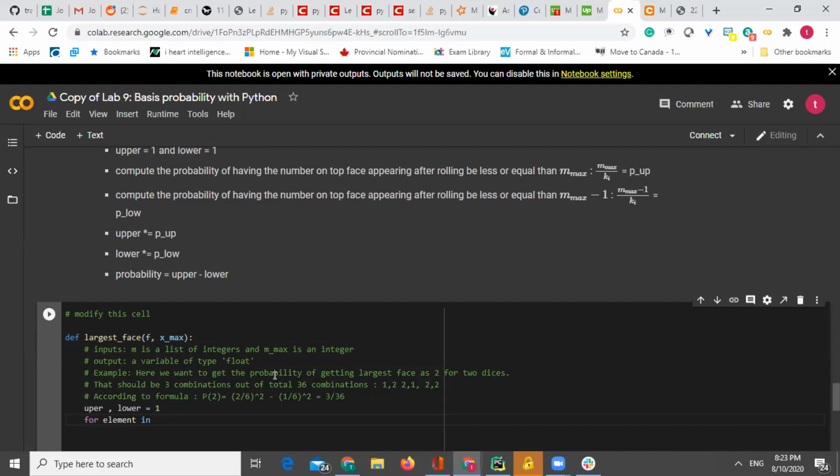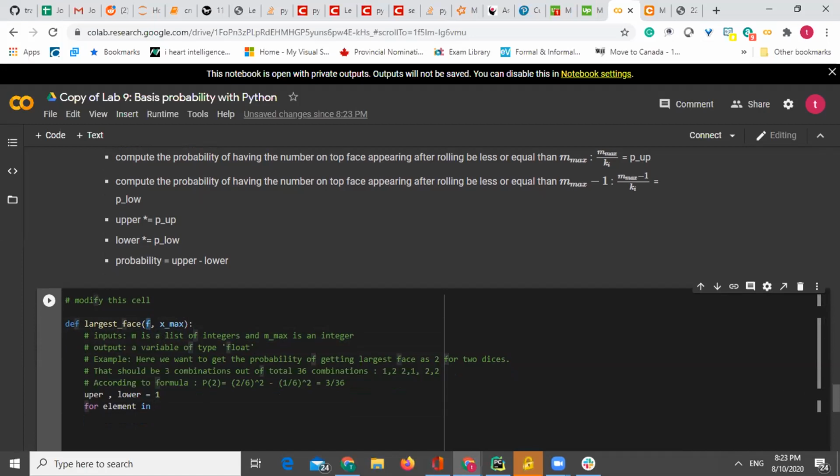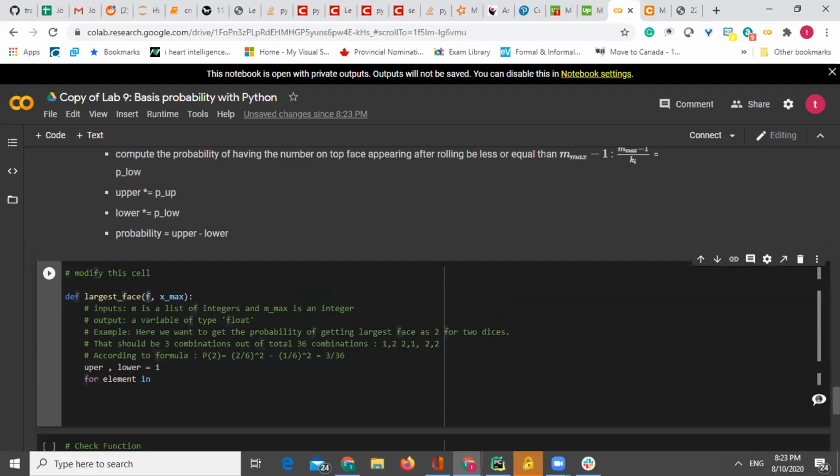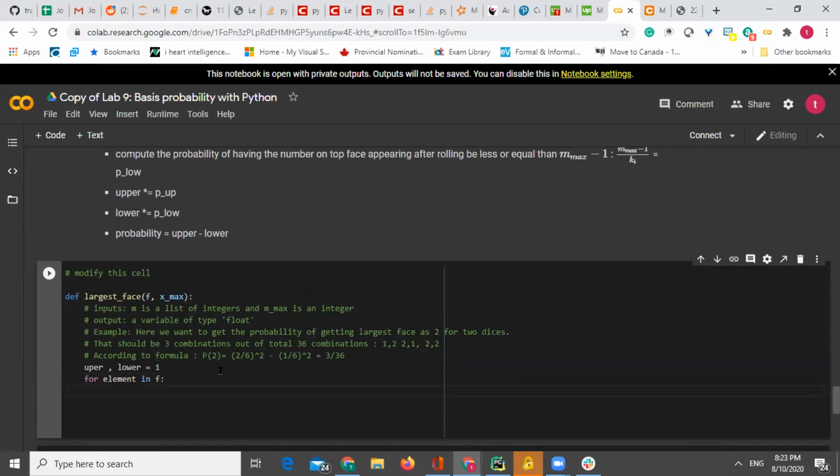Oh, I have a question. Here it only takes two values, the f and x max, and here is like input and output. So what is m? M is f, right? What is f? Instead of M, they should say F. M is F, A is max. Okay, so M is F. A is the output.